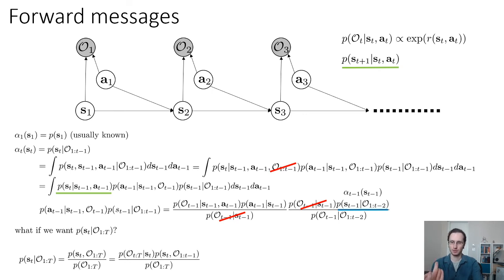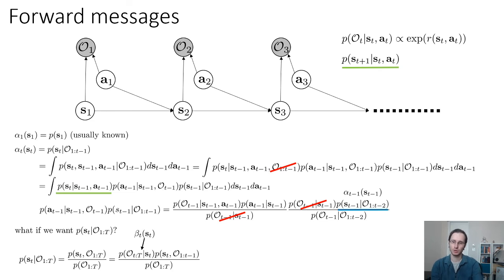Now we can factorize the numerator. And the way that we factorize the numerator is we're going to write it as p of o little t through capital T given s_t times the probability of s_t and all the other o's. And the reason we can do that is because we know that o_t through capital T is conditionally independent of past o's given s_t.